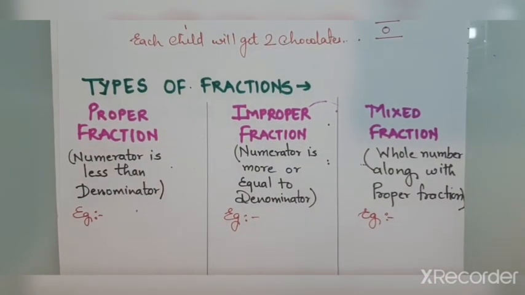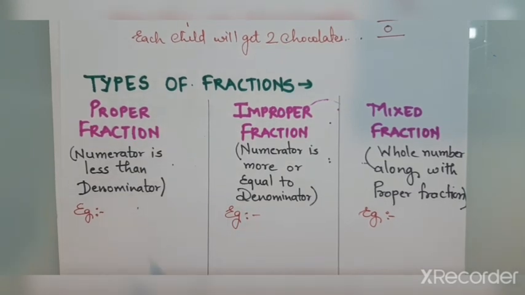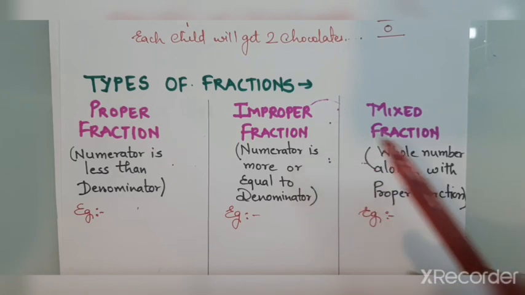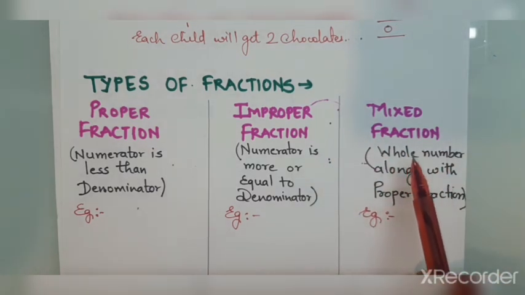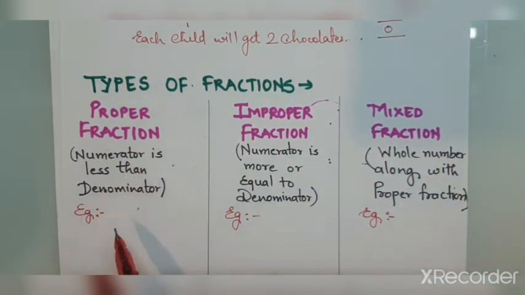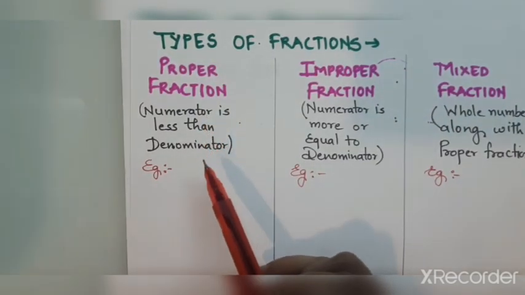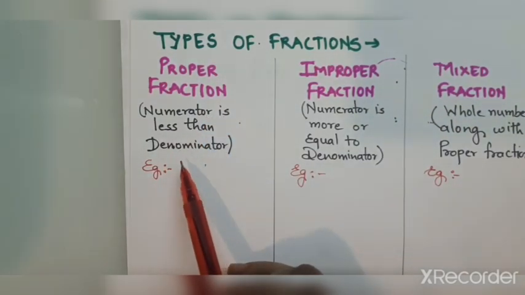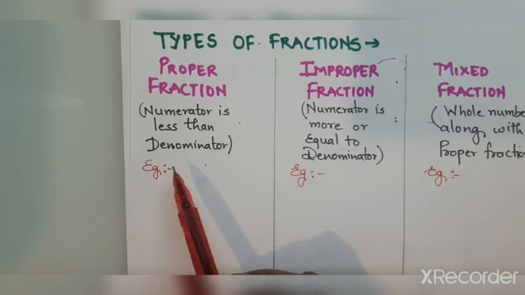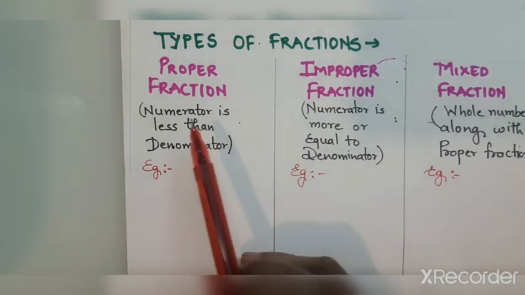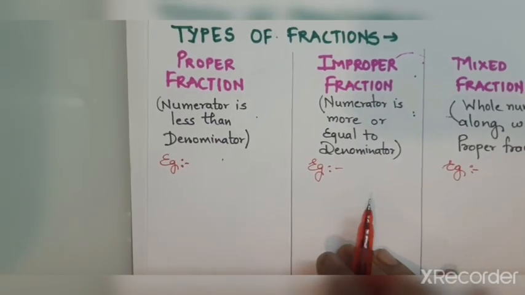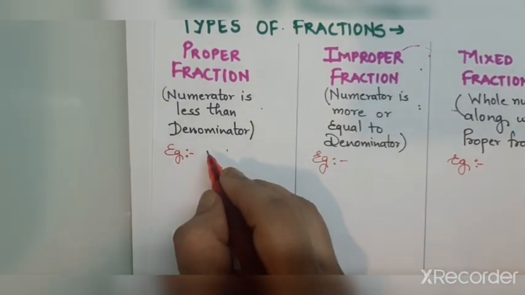Now coming to types of fractions. There are 3 types of fractions: proper fraction, improper fraction, and mixed fraction. Now what is a proper fraction? In a proper fraction, the numerator is less than the denominator. There can be many examples. I'll just write 2-3 examples.